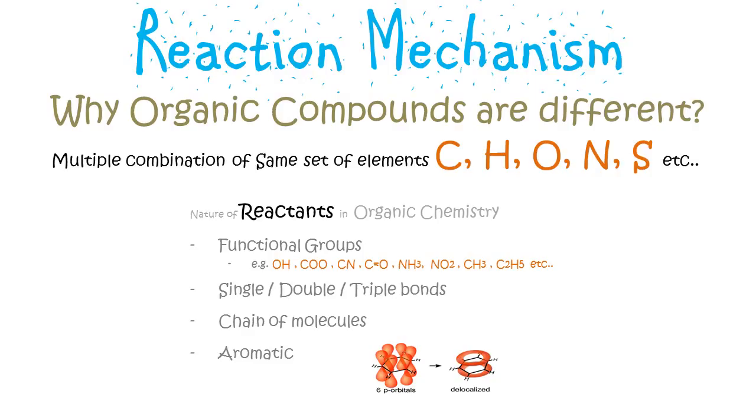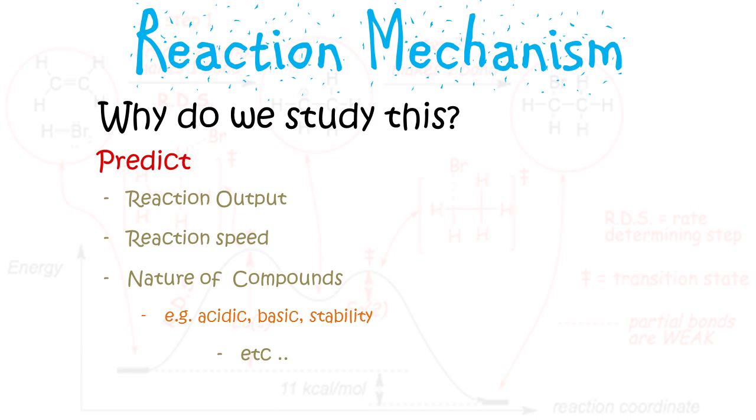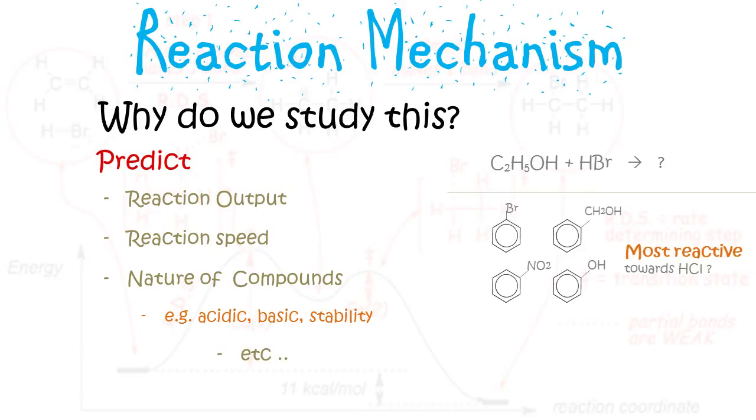Organic compounds all look the same with carbon, hydrogen, oxygen, nitrogen, etc. And you already read that the reactions depend upon the functional group, the single double bonds, the chain of molecules, etc. So it helps us to understand, will this reaction happen? Which of these compounds is most reactive towards HCl? Which of this is most basic? And such concepts.